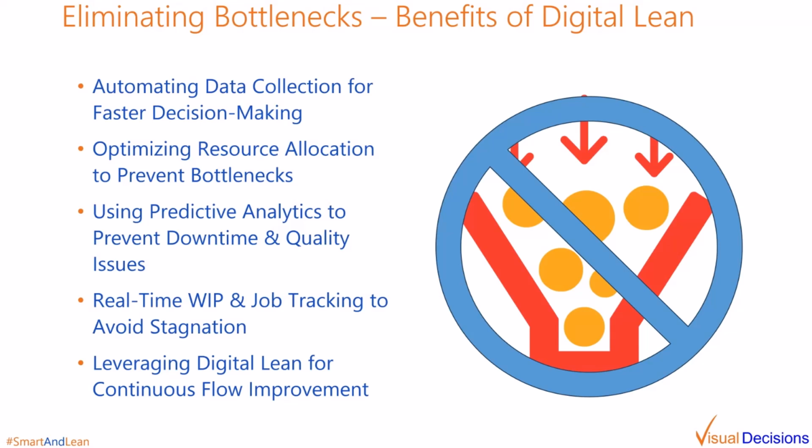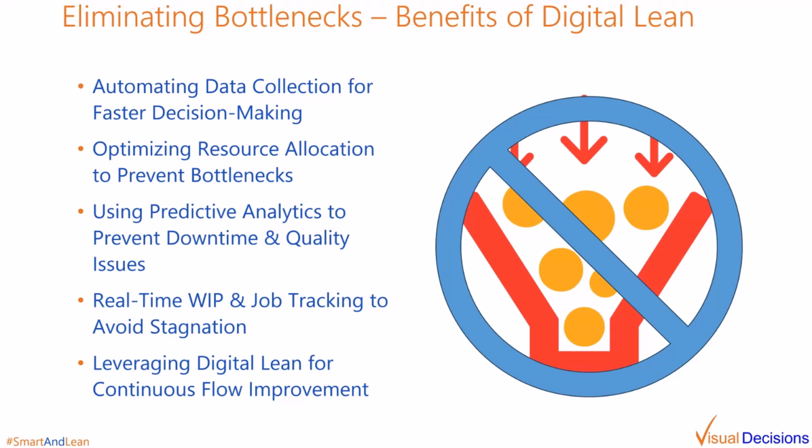So, IoT enabled devices and AI driven analytics can replace manual data tracking, ensuring real time visibility into production bottlenecks. AI based scheduling tools dynamically adjust workloads across machines and workstations to prevent overloads. Predictive maintenance systems can use machine learning to detect wear patterns in equipment and schedule proactive maintenance, reducing the unexpected breakdowns that really interfere with flow.